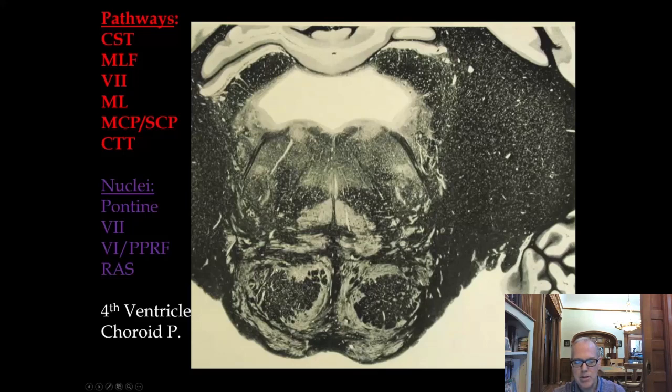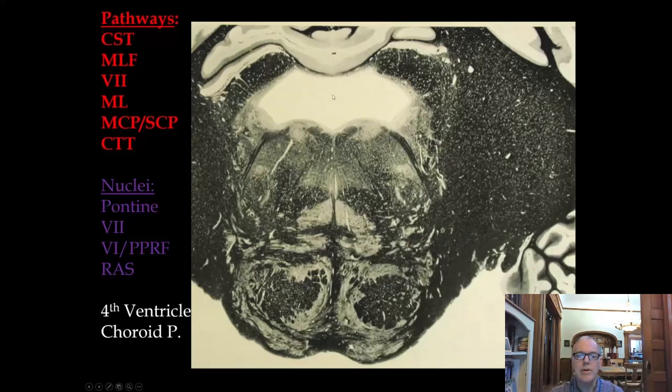Okay, I pointed out the pontine nuclei, the seventh nerve, and I should say when we talk about the abducens nucleus, that this is often called the sixth nerve PPRF complex. So kind of lump the PPRF in along with this. Remember, the PPRF is the horizontal gaze center, paramedian pontine reticular formation of the pons. Coordinates horizontal eye movements. Okay, again, all of the misty, millions of nuclei here. This is all reticular activating system.